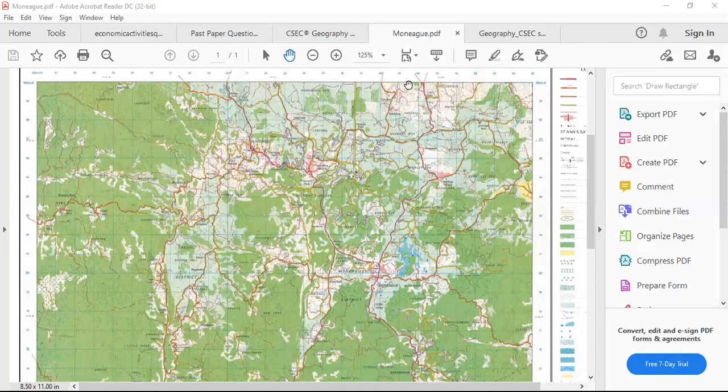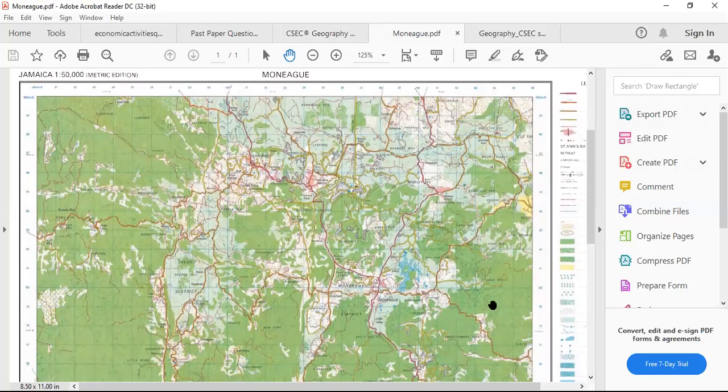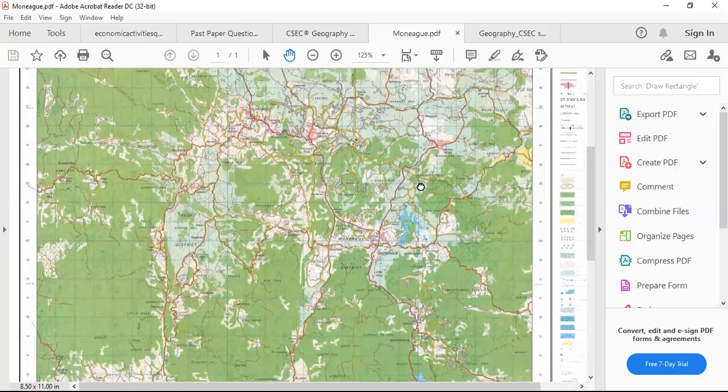You're seeing the map? Yes, miss. Trellis pattern, right? What else can you see in this map? There is no radial on this map. Radial is volcanic, so you really aren't seeing any radial here.